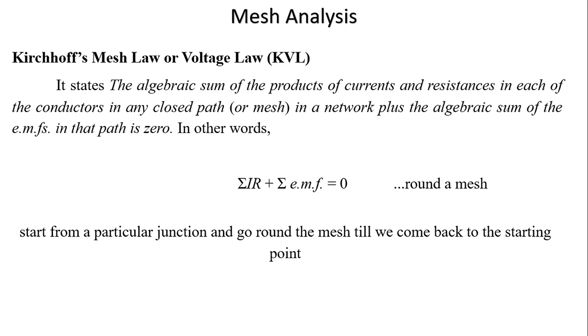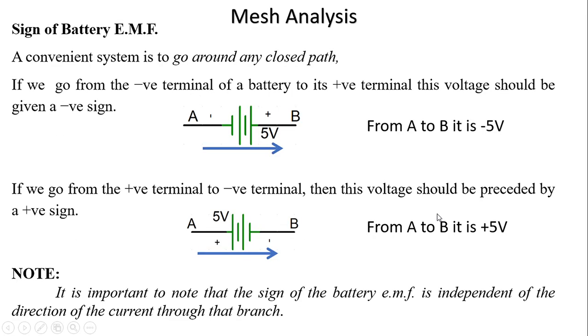So when you are going around a mesh, you start from a particular junction and go around the mesh till we come back to the starting point. The algebraic sum of the potential drops and the EMFs in a closed path is equal to 0. So let us see the sign conventions that we have to follow while writing the equations. A convenient system is to go around any closed path.